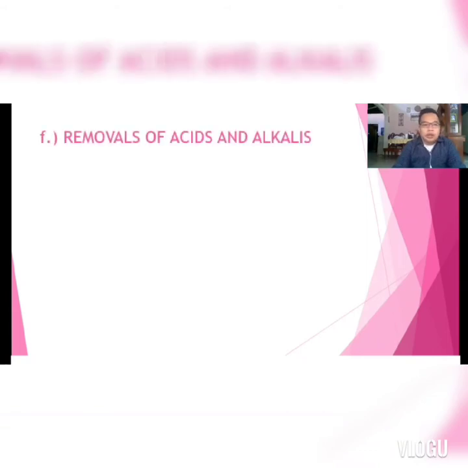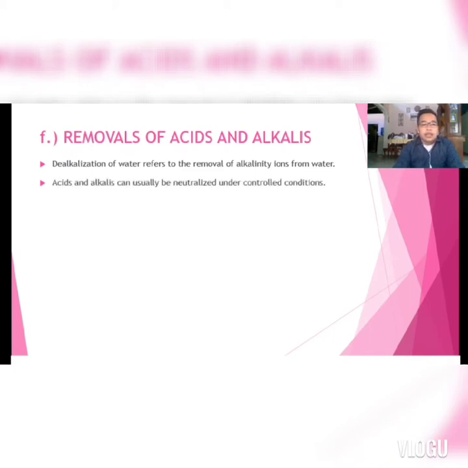I am here to report our topic in industrial plant with water treatment, and I would like to tackle first the removals of acids and alkalis. The alkalization of water refers to the removal of alkalinity ions from water. Chloride cycles anion-ion exchange. The alkalizers remove alkalinity from water. Acids and alkalis can usually be neutralized under controlled conditions.